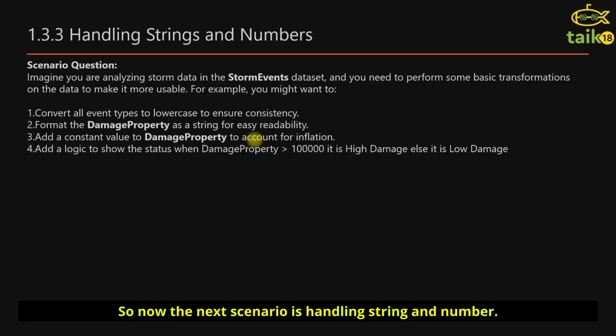So now the next scenario is handling string and numbers. Imagine you are analyzing storm data in the storm events dataset table, and you need to perform some basic transformations on the data to make it more usable. For example, there are certain scenarios which I am highlighting here: convert all event types to lowercase to ensure consistency.